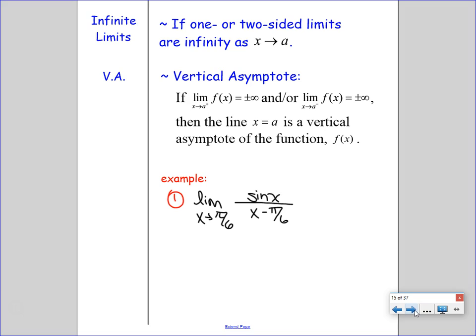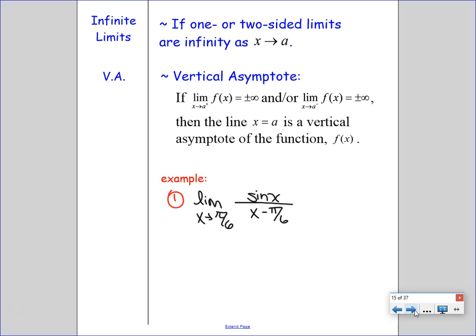Okay, you guys are writing about infinite limits. Not limits as x approaches infinity or negative infinity, but limits that equal infinity or negative infinity or DNE as x approaches a constant.